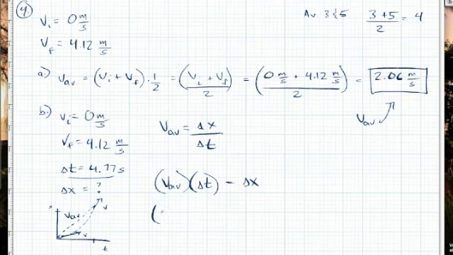Our average velocity is 2.06 meters per second times time, that's 4.77 seconds, equals 9.83 meters. That's going to be our change in displacement.